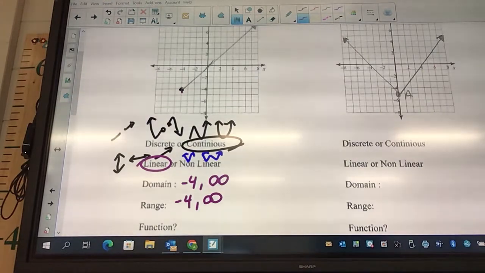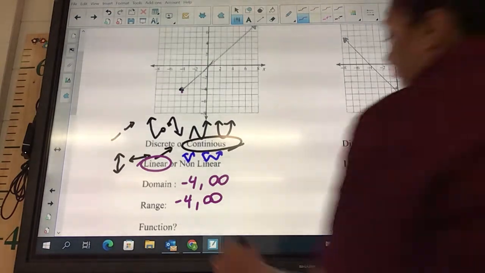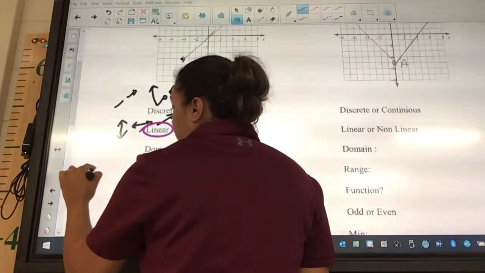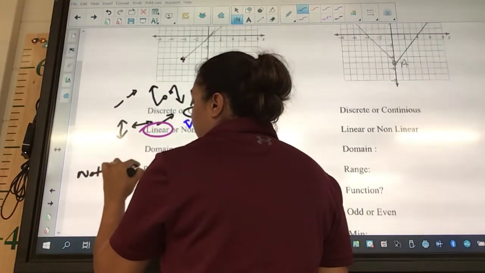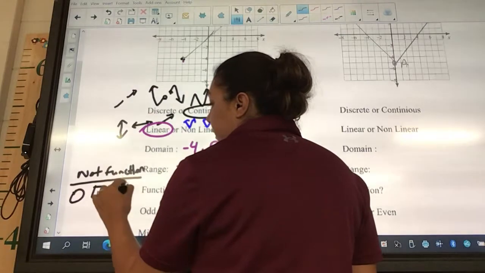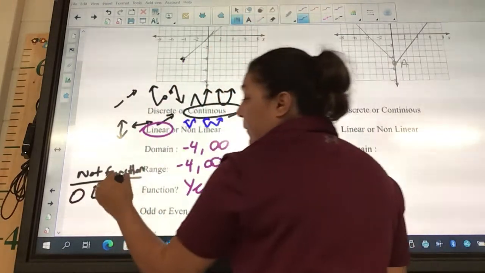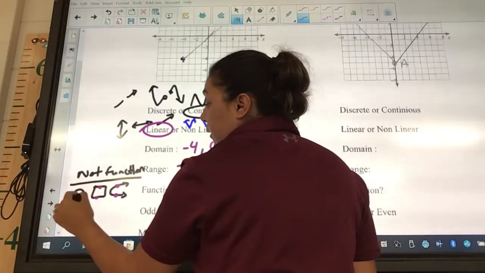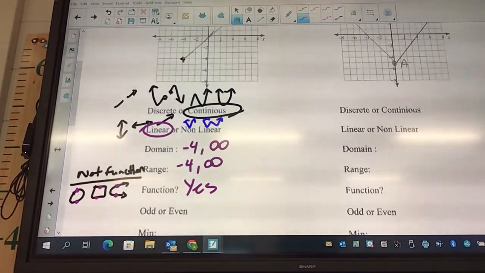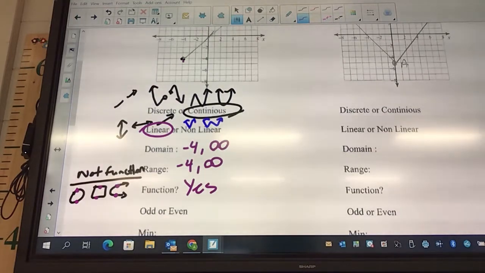Is this a function? Yes. Okay. Over here, not a function is going to look like this: a circle, a square, anything like this. See how these two dots would line up on the same spot? That means that it's not a function. Anything that's sideways isn't going to be a function. Anything like a circle, a square, a closed shape, a triangle, those are going to be non-functions.